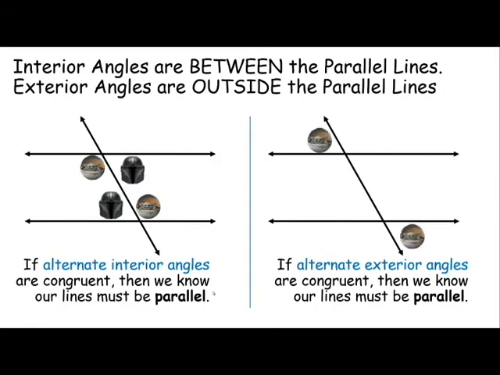Notice alternate exterior angles are outside the parallel lines and on opposite sides of the transversal. They are outside the parallel lines, opposite sides of the transversal. Notice it's acute and it's acute, which means if the lines are parallel, then they are going to be congruent. Also notice that if we know they are congruent, we can prove the lines are parallel. It works both ways. These are also alternate exterior. Notice obtuse, obtuse. Those are going to be congruent. Alternate exterior.